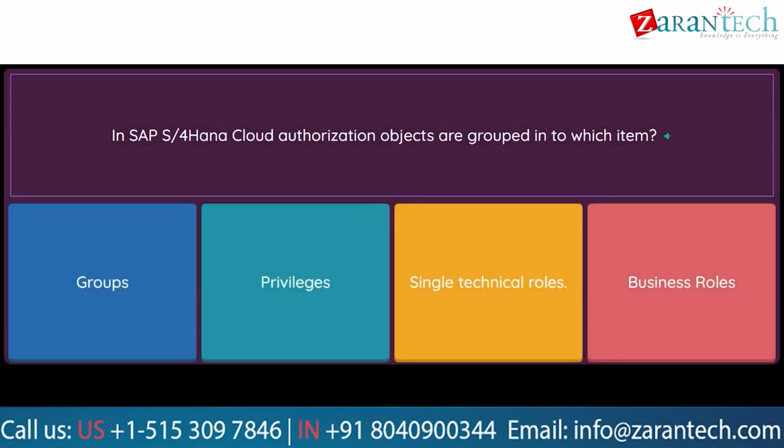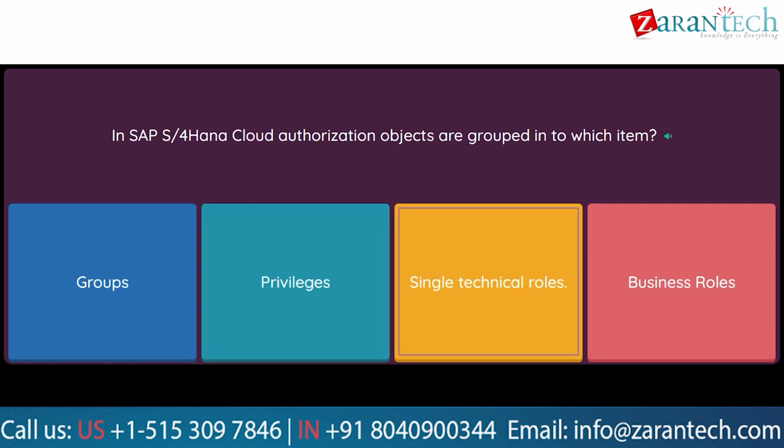Question: In SAP S/4HANA Cloud, authorization objects are grouped into which item? Option 1: Groups. Option 2: Privileges. Option 3: Single technical roles. Option 4: Business roles.